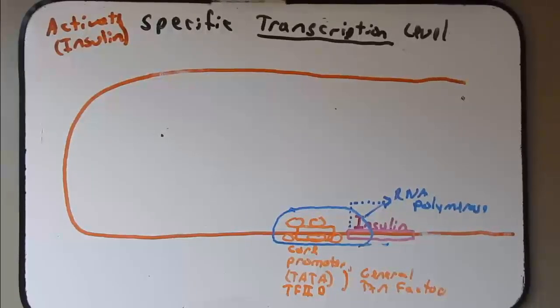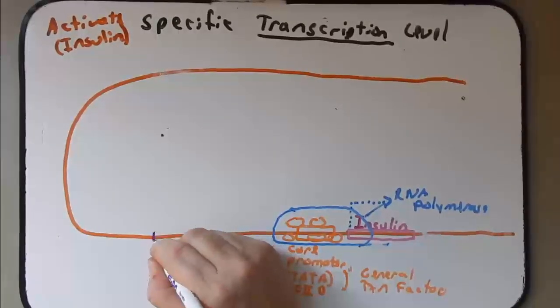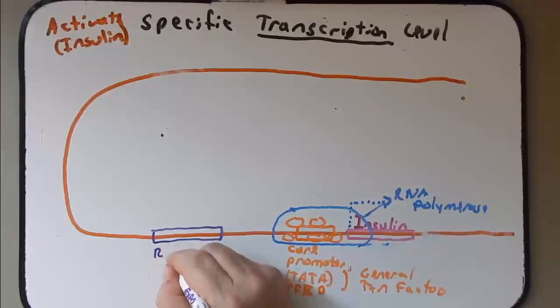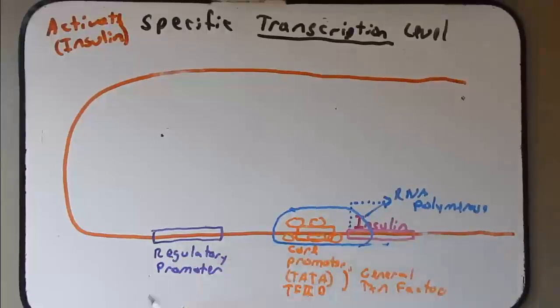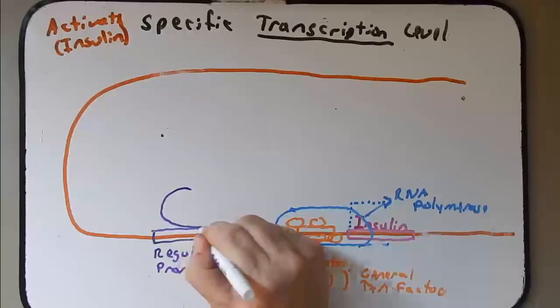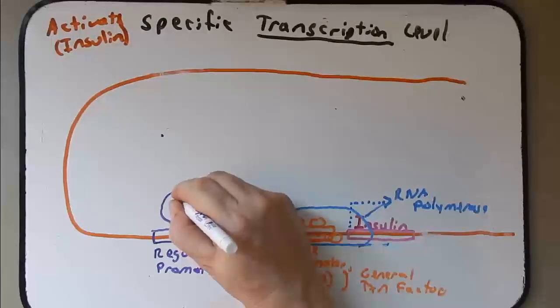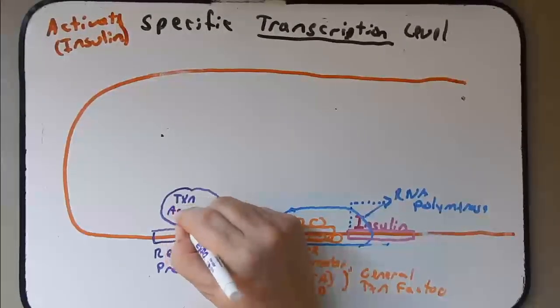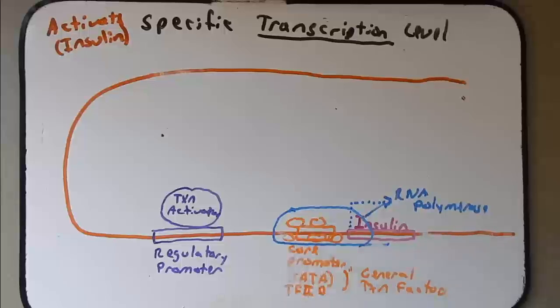And so I'm going to draw several other proteins here, as well as several other regulatory sequences. There are two main other regulatory sequences I want to talk about. The first one I'm going to put right here, and these are typically a little bit upstream of the core promoter. And we're going to call this a regulatory promoter. Since we're talking about an activation here, it's going to bind something we call a transcriptional activator, and it's going to help stabilize this RNA polymerase.